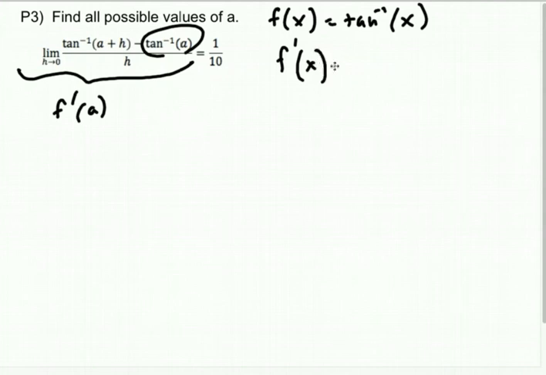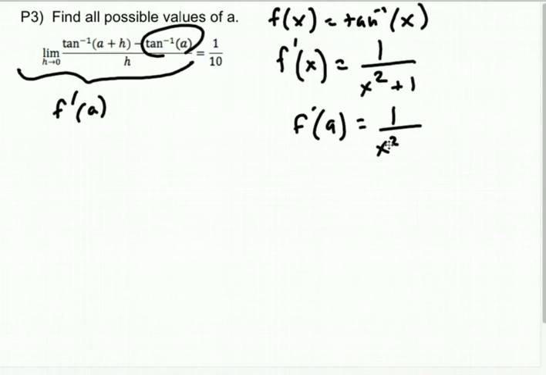So f prime of x should be 1 over x squared plus 1, right? That should be the derivative of this function, which means my f prime of a should be 1 over a squared plus 1, right? So now that I know that, I'm trying to find when that is equal to 1/10. So 1 over a squared plus 1 equals 1/10.